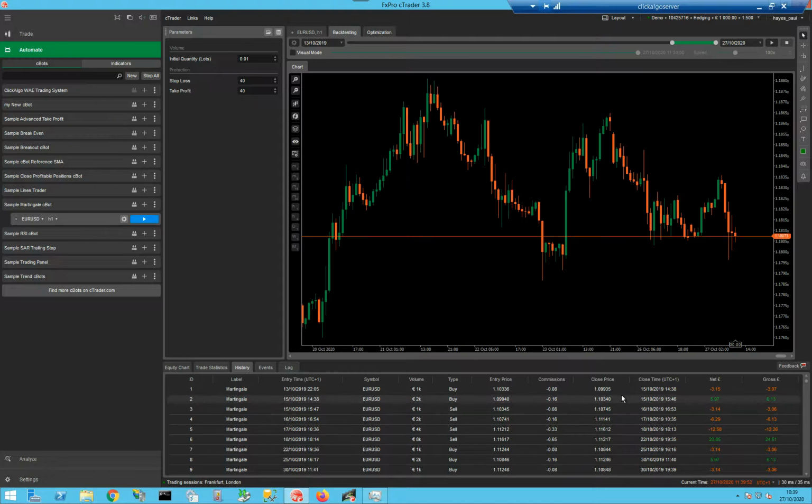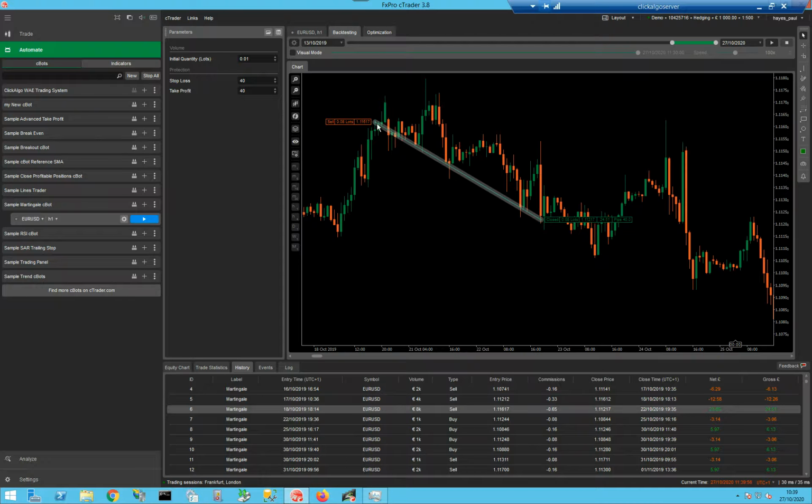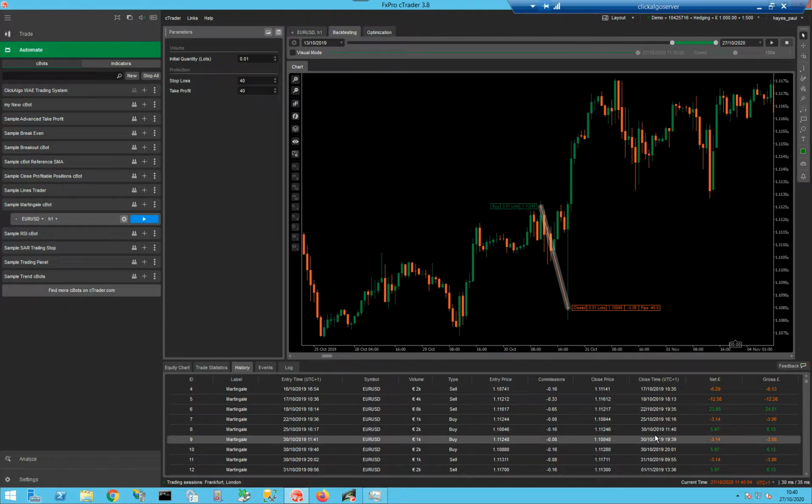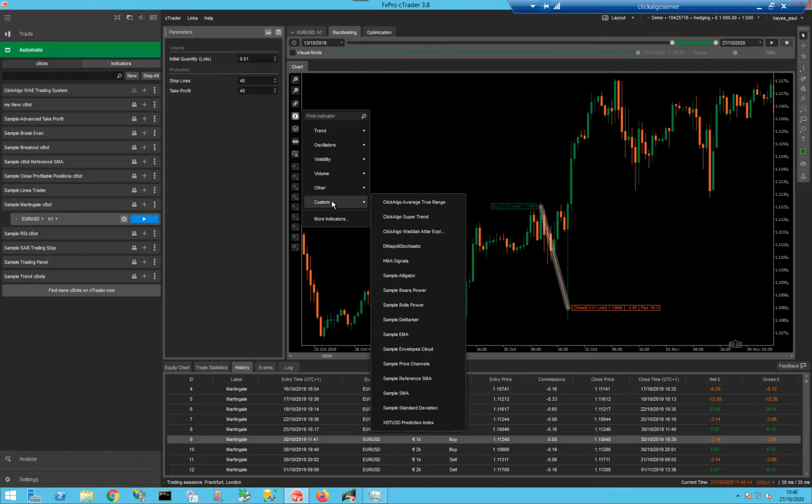Now, if I pick a trade here, this one here, this one shows me where the sell order was submitted and where it was closed. So you can see the deal map by clicking on any of the trades and it will show it on the chart. Now, this is very useful if you are cross-validating your trading robot that uses technical indicators. An example would be if I just add a technical indicator, say for example, I want to add the DiNapoli stochastic.